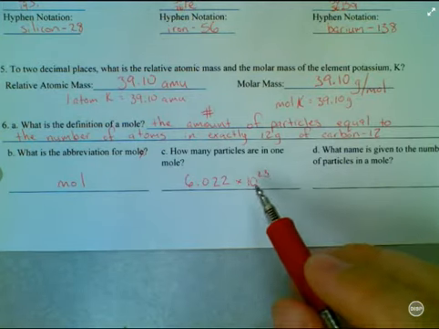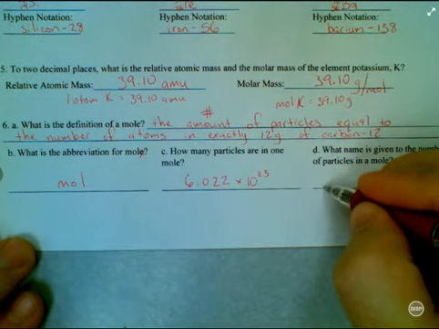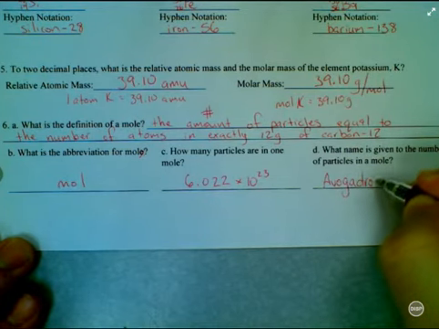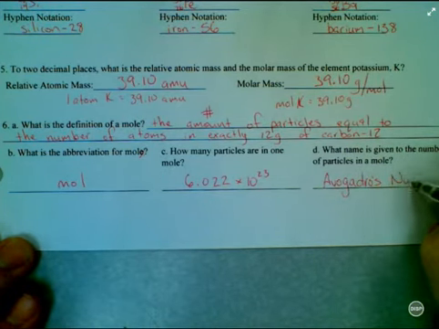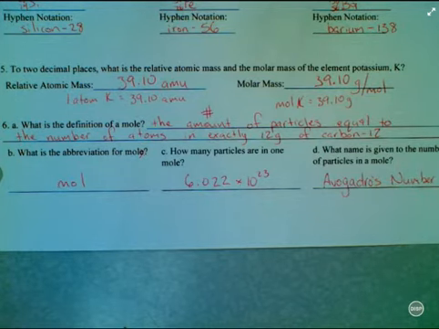Now, this number has a name. And what is the name given to the number of particles in the mole? It is Avogadro's number. Now, it's given a name because just saying 6.022 times 10 to the 23rd gets a little bit tiresome. It's a very significant number. You use it in a lot of different situations, and you will use it in a lot of situations in this course.